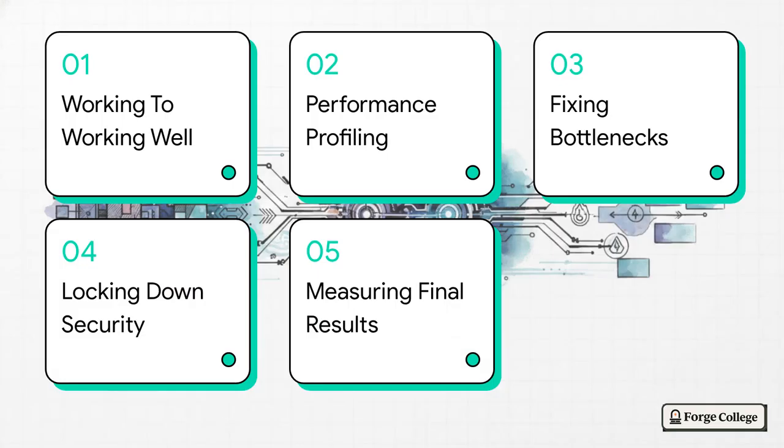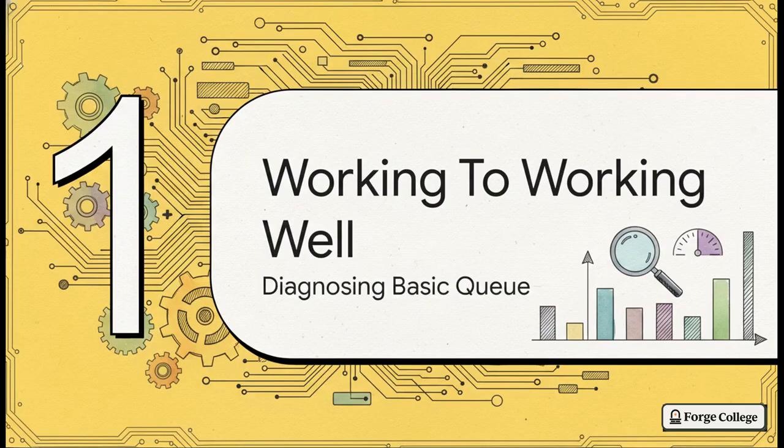Here is our diagnostic blueprint for the day. First, we'll go from just working to working well, then move into metrics and performance profiling. After that, we'll fix those processing bottlenecks, lock down our queue security, and finally, measure the final results to prove our upgrades actually did the trick. All right, part one, from working to working well.